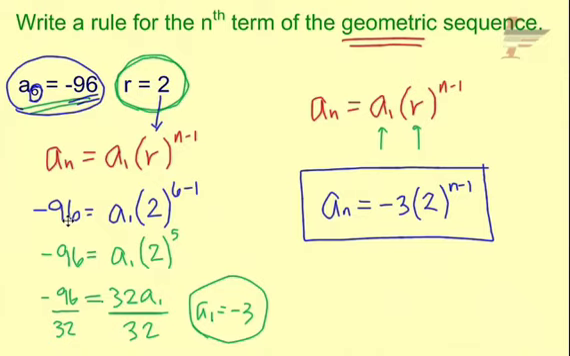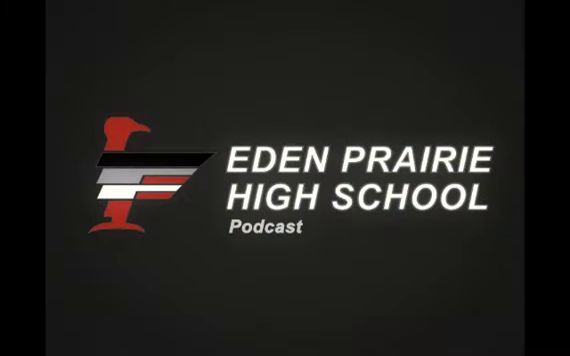So there's our rule. If we needed to know the 20th term, we would plug in a 20 for the n and simplify. So we have the rule that will give us any term in this geometric sequence.